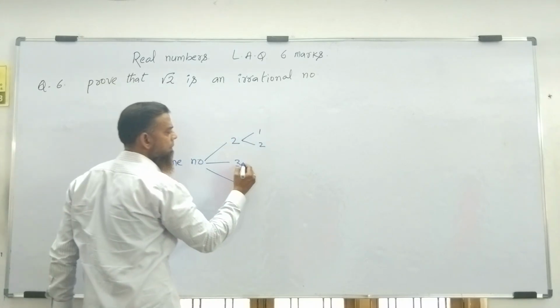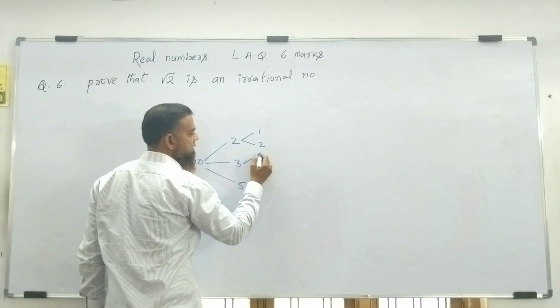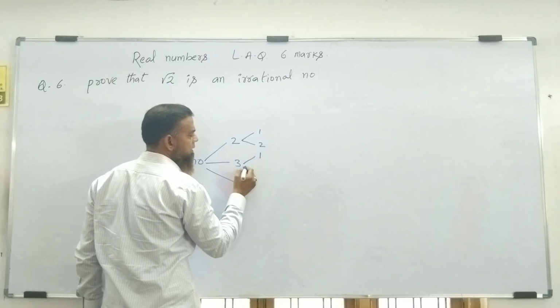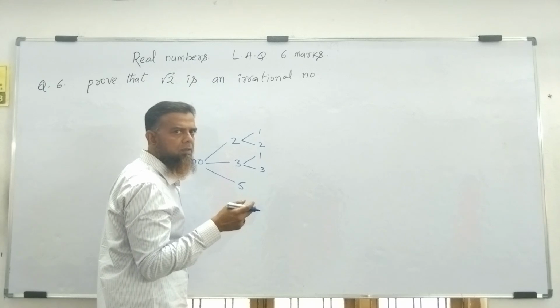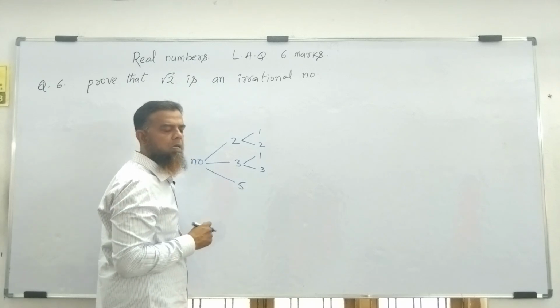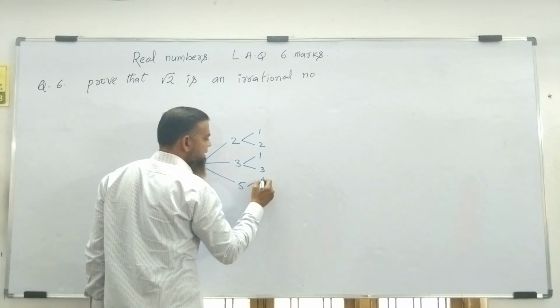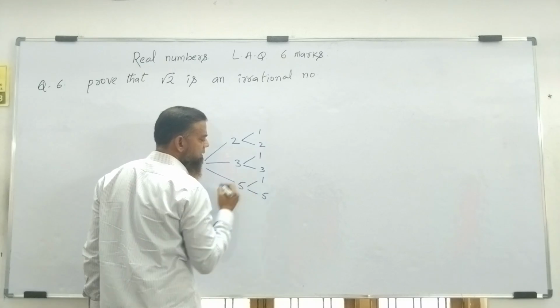Similarly, you see the next one. 3 is the number here. For 3, 1 is one factor and 3 is the second factor. Other than these 2 factors, there are no other factors. Similarly, about 5, 1 is a factor, 5 is a factor.